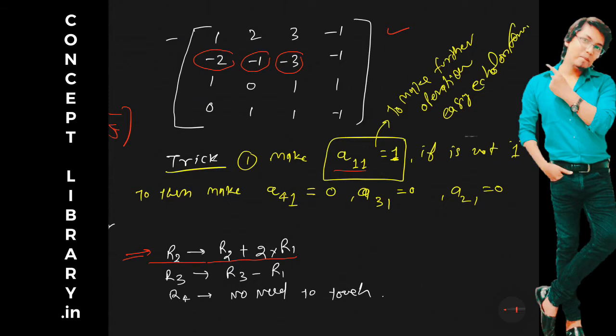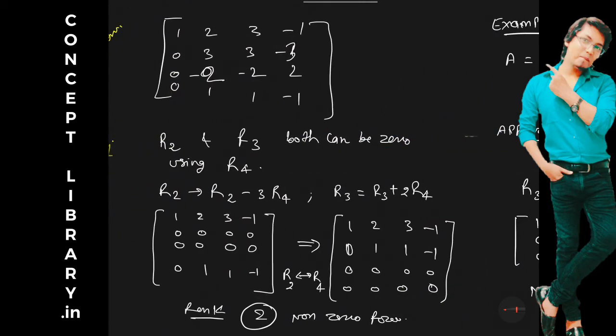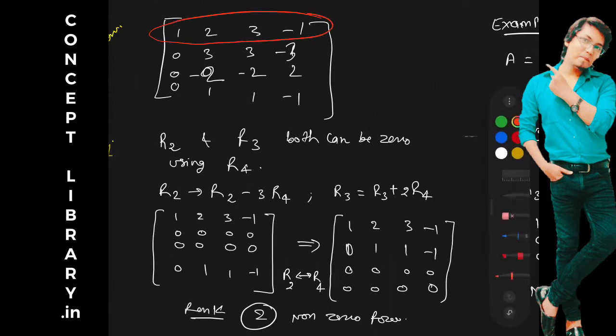R2 equals R2 plus 2R1. At the same time, R3 equals R3 minus R1. This total is R3. There is no need to touch R4 because it already has a 0. Let's see what is coming here. Here I got 1 2 3 -1, and then 0 3 3 -3, and then 0 -2 -2, and then 0 1 1 -1.